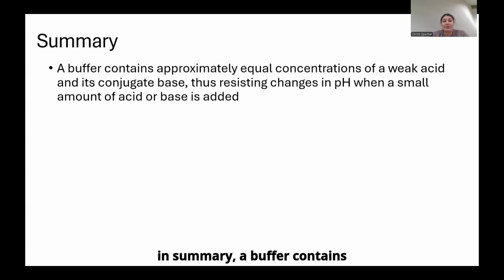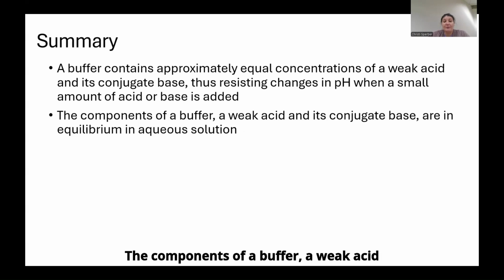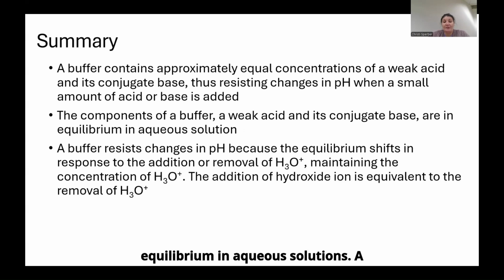So in summary, a buffer contains approximately equal concentrations of a weak acid and its conjugate base, thus resisting changes in pH when a small amount of acid or base is added. It has to be less than the buffering capacity. The components of a buffer, a weak acid and its conjugate base, are in equilibrium in aqueous solutions. A buffer resists change in pH because the equilibrium shifts in response to either addition or removal of hydronium ions.